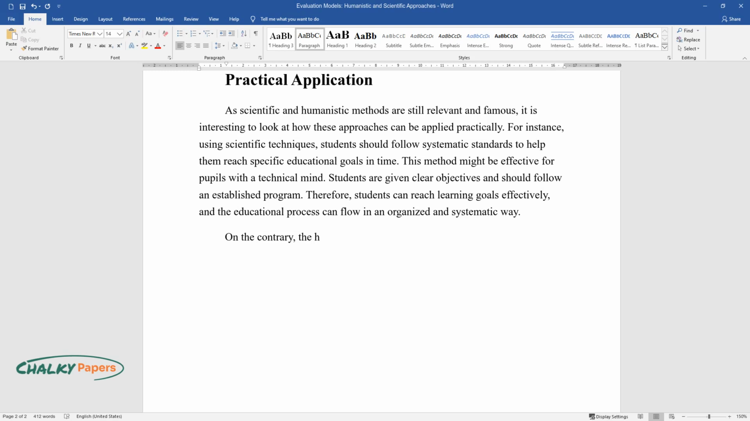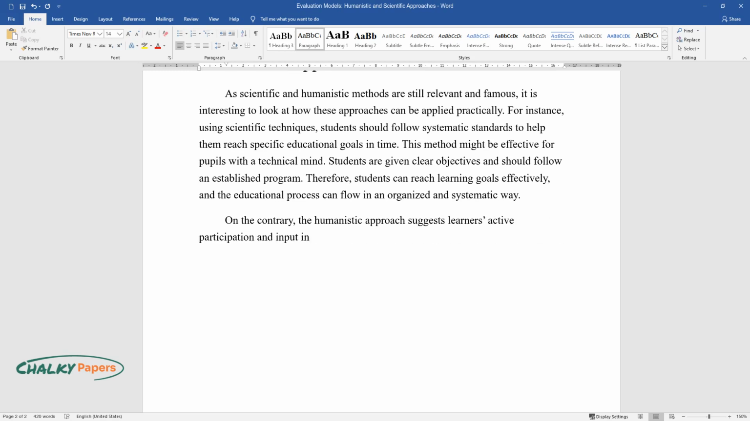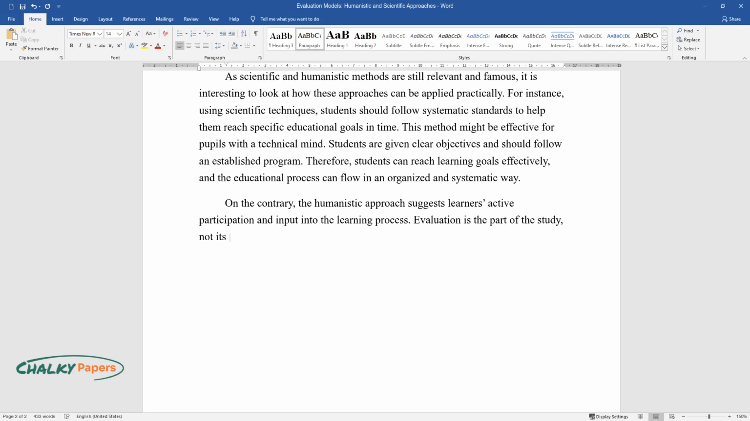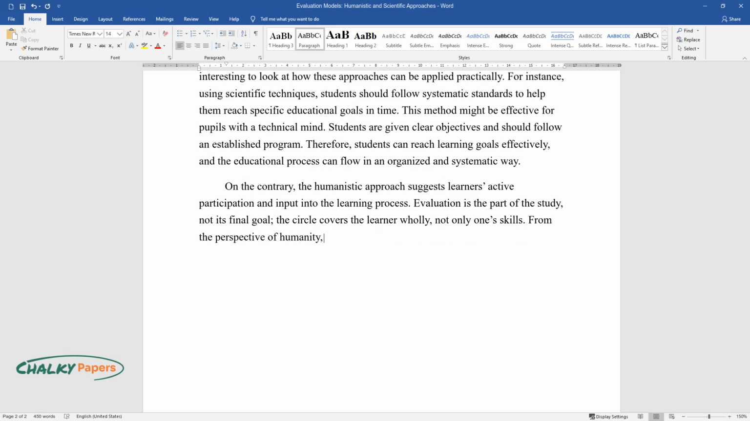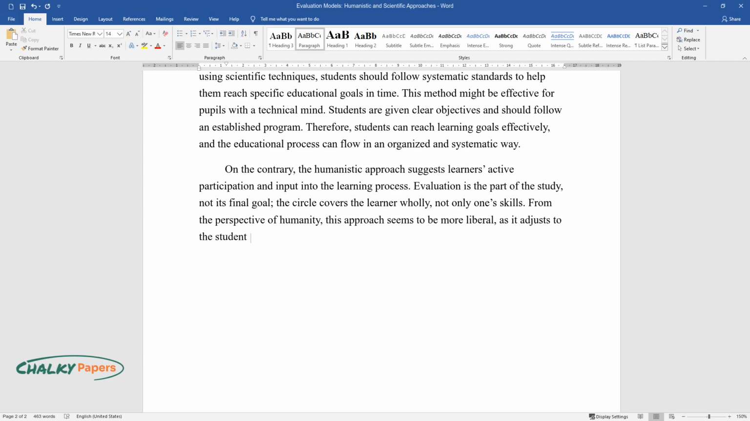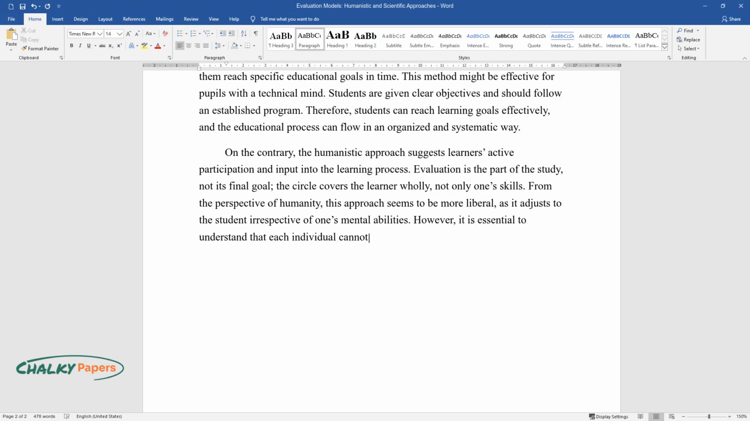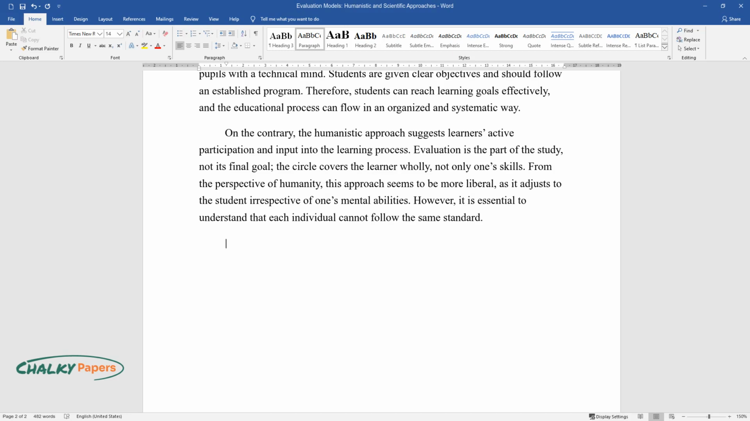On the contrary, the humanistic approach suggests learners' active participation and input into the learning process. Evaluation is a part of the study, not its final goal. The circle covers the learner wholly, not only one's skills. From the perspective of humanity, this approach seems to be more liberal, as it adjusts to the student irrespective of one's mental abilities. However, it is essential to understand that each individual cannot follow the same standard.